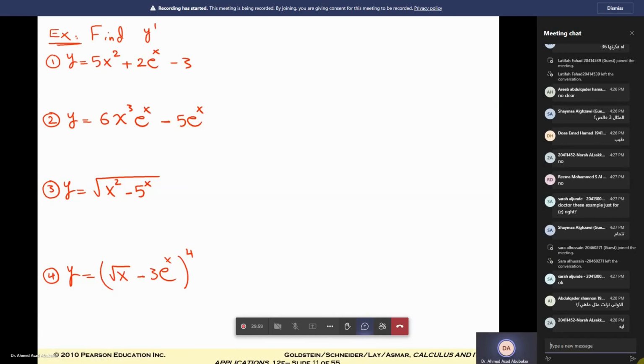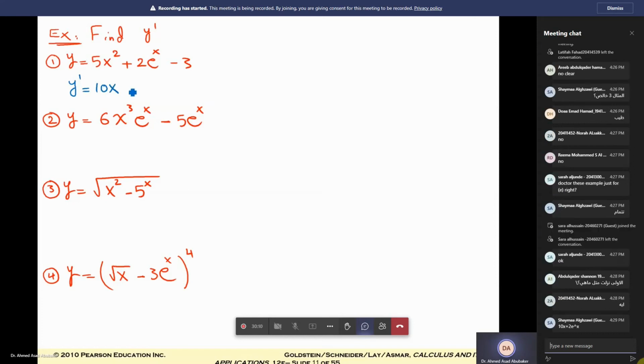Now, the y prime equals, what's the derivative of 5x squared? We have 10x plus 2 multiply e to the power x. This is equal to 2 multiply e to the power x because the derivative of e to the power x is e to the power x, the same. Minus 3 equals 0. Okay? Good.